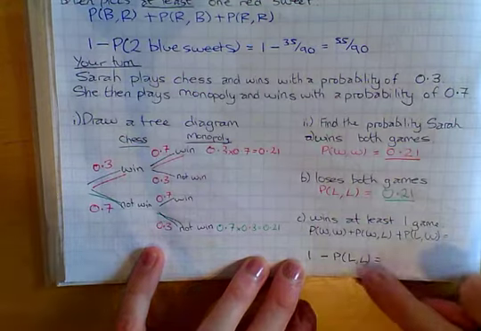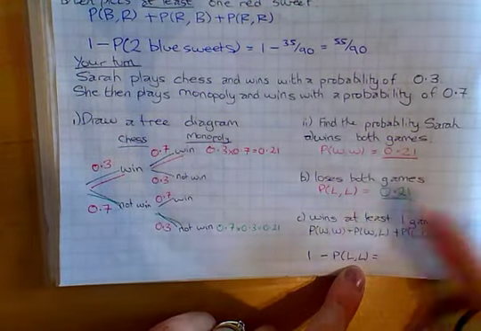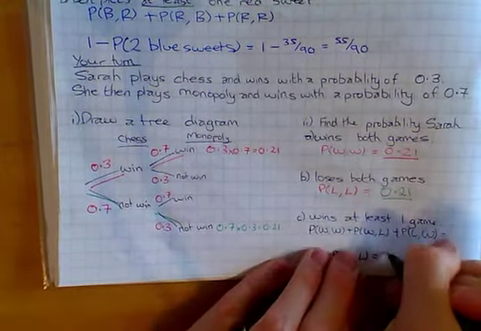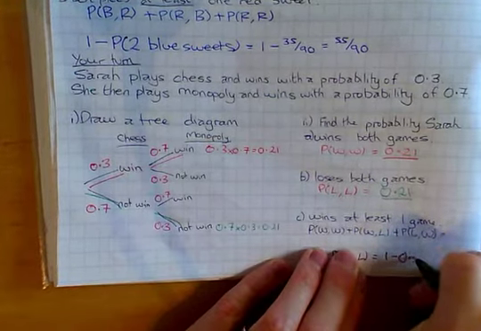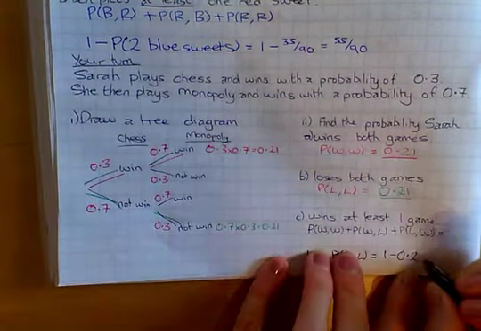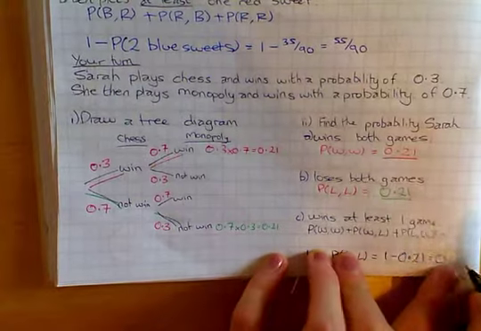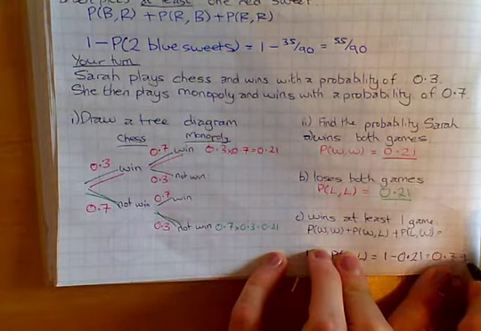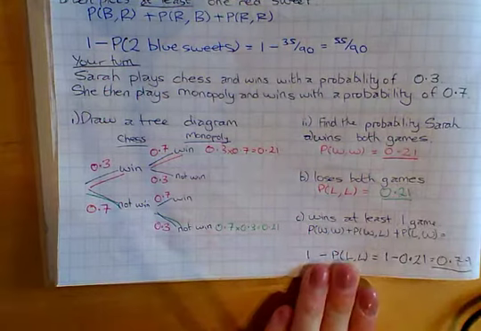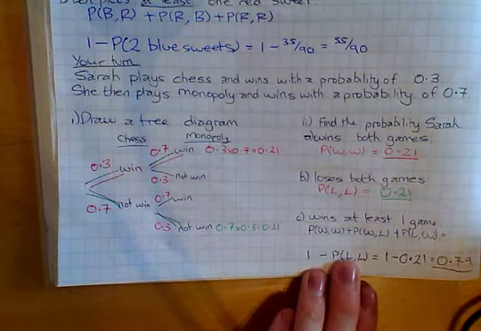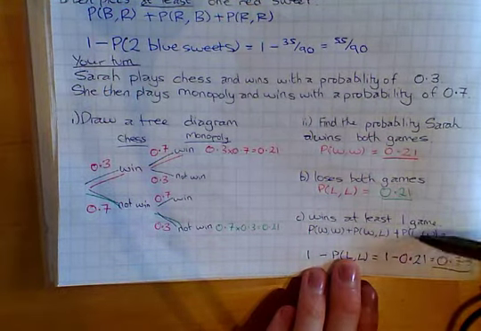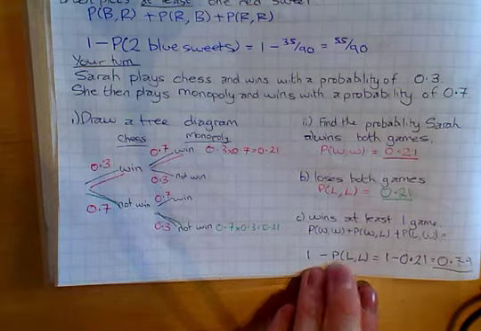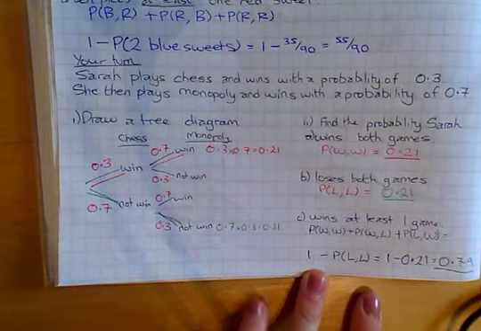I've already actually calculated this probability in part B, so I can just use that to help me. And 1 minus 0.21 is equal to 0.79, and that would be your answer there. You would get the same answer if you completed these and added those together, so you should get 0.79 there.